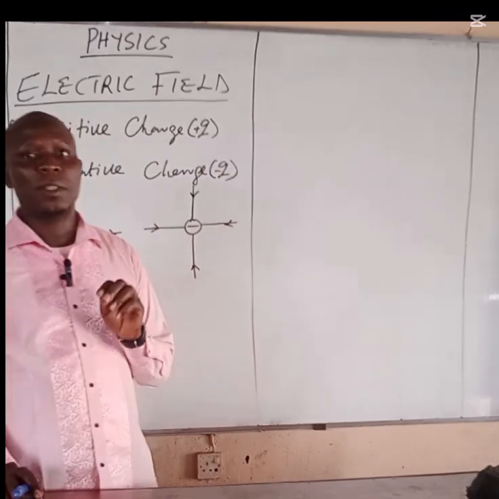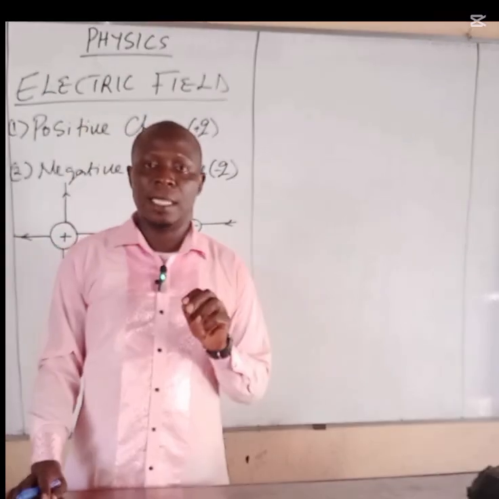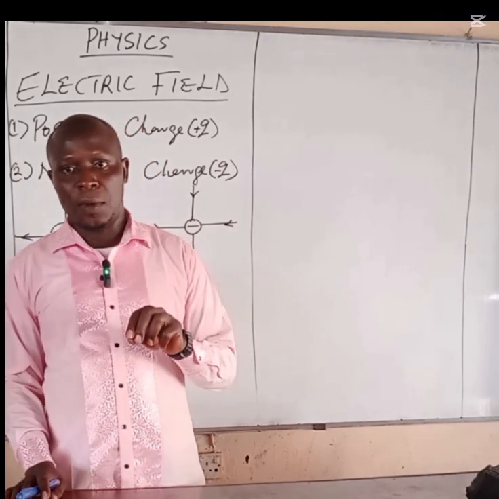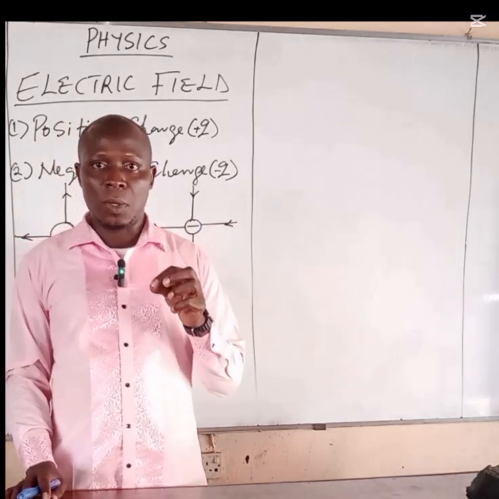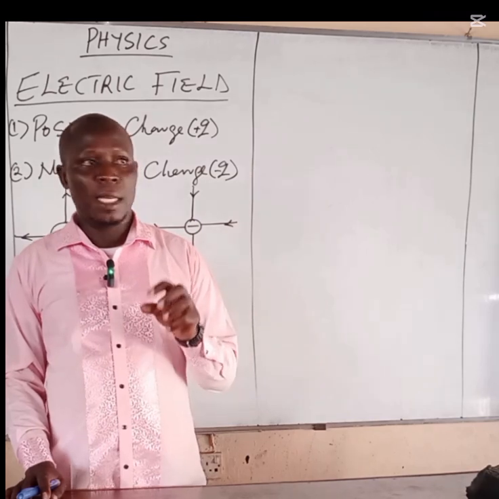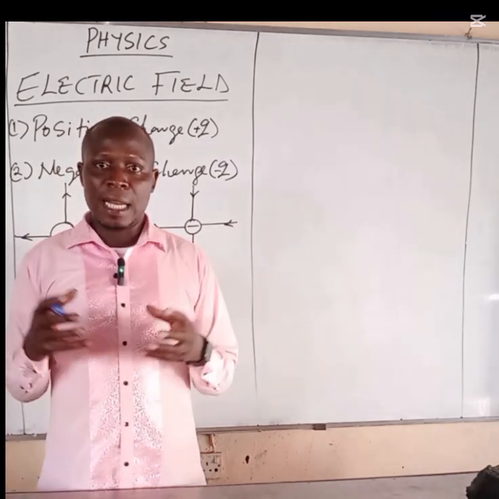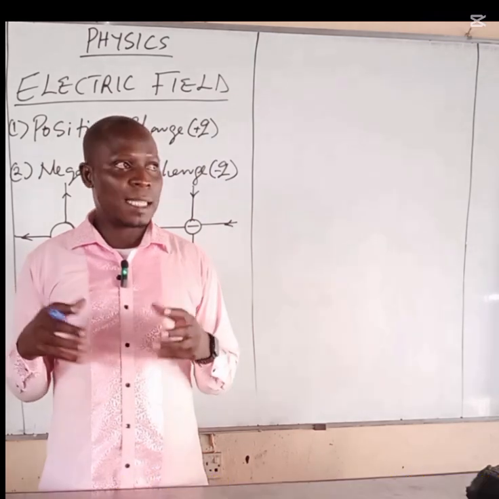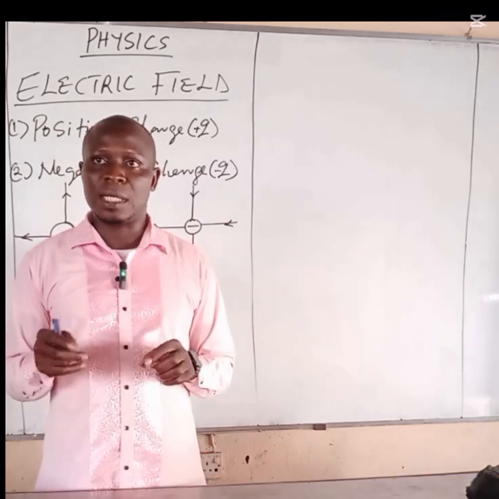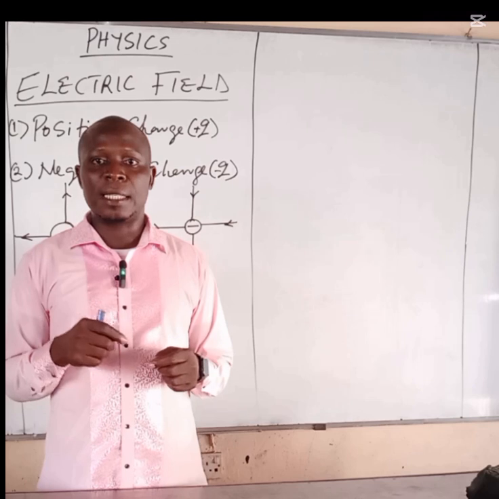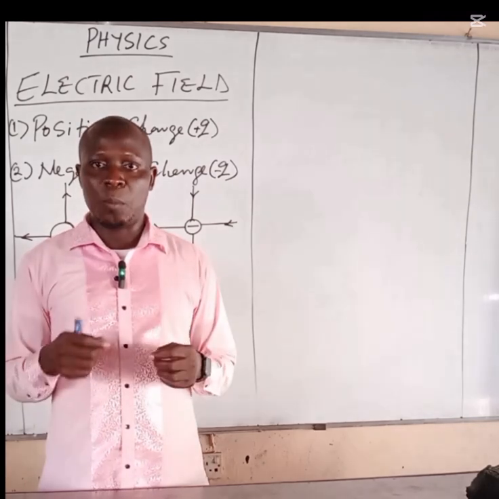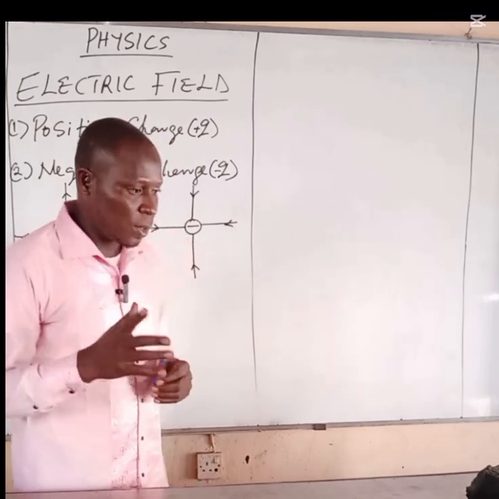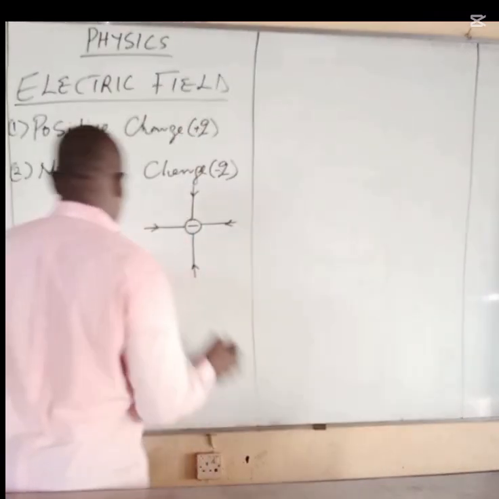Now, there are two types of forces that exist in electric field. We have repulsive force and attractive force. And that takes us to another law of electric lines of force. It says like charges will repel, unlike charges will attract. So if we have positive, they will repel each other. If you have negative, they will repel each other. But if you have positive and negative, force of attraction will occur. All right? So let's represent that diagrammatically.